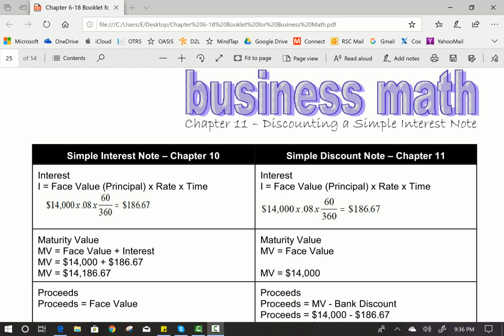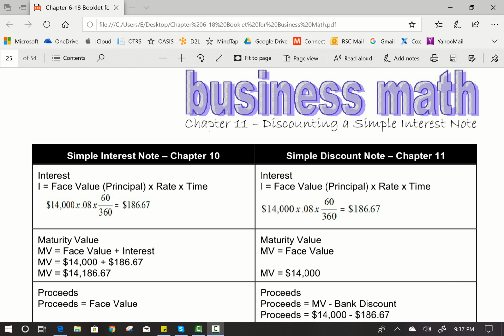Chapter 11 covers the structure of a promissory note and the simple discount note process. We'll take a look at that in just a moment, but you can have interest-bearing promissory notes or non-interest-bearing promissory notes. The promissory note is simply a note indicating that you intend to pay the face value, the principal, the amount that you borrow from someone, back at a certain period of time.